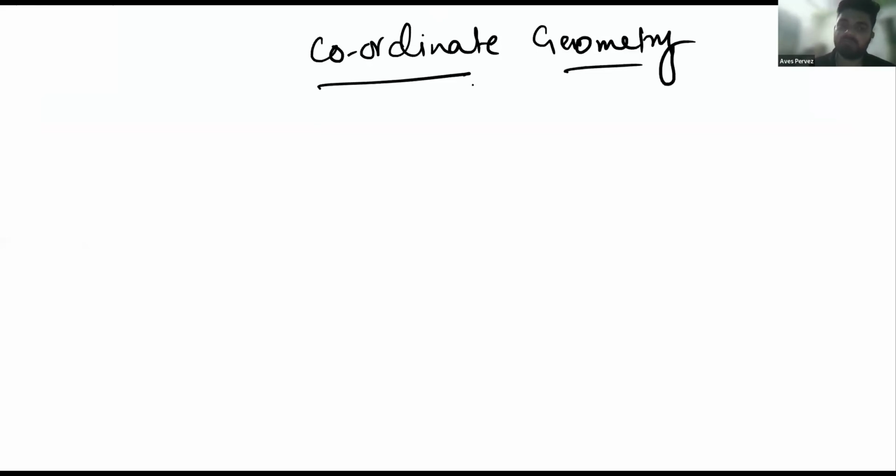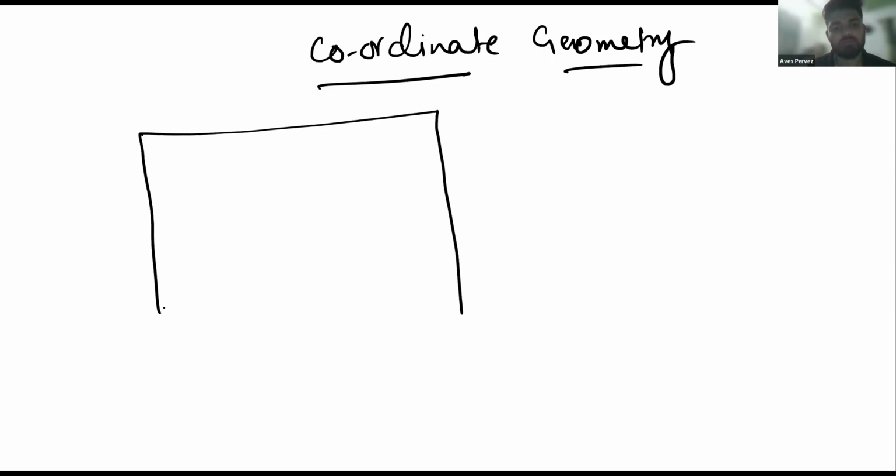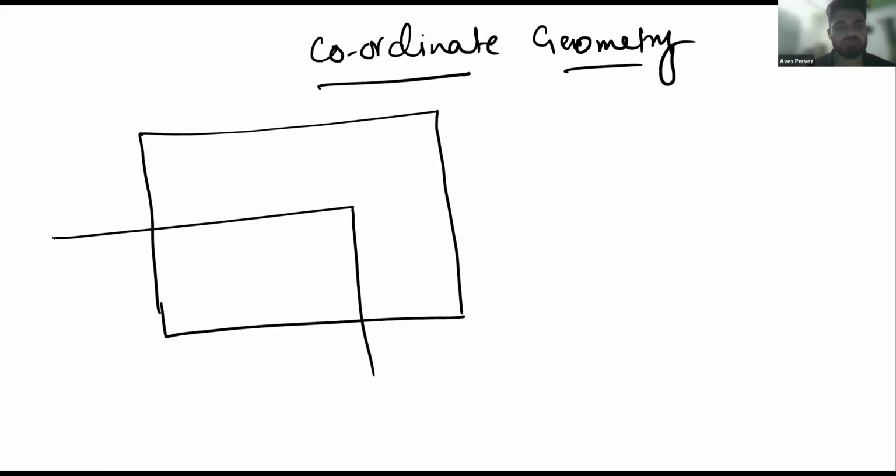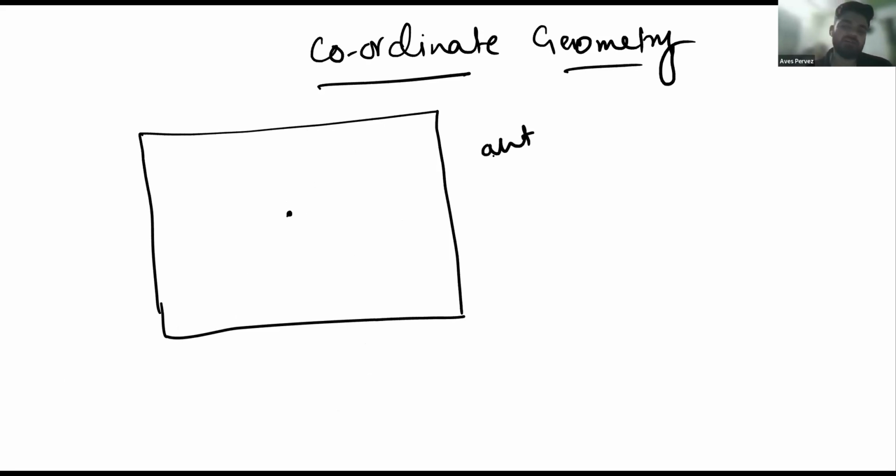Coordinate geometry. Okay. So Rima, what we just studied in coordinate geometry is that, for example, this is a room. Okay, like this is a room. Okay, don't take it as a room. For example, this is a particle. There is some substance. Okay, this is a particle.